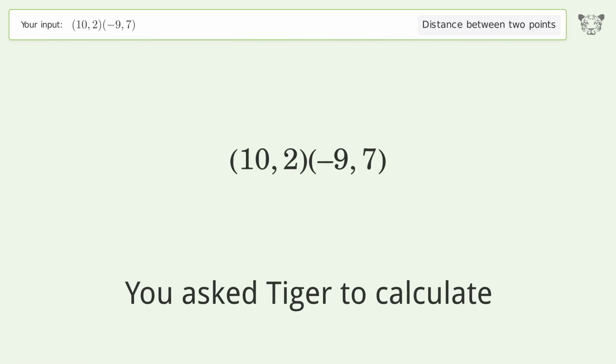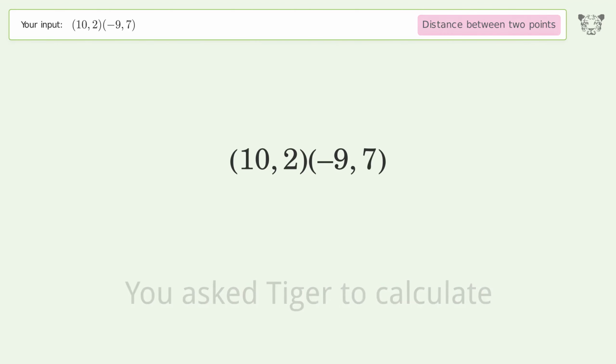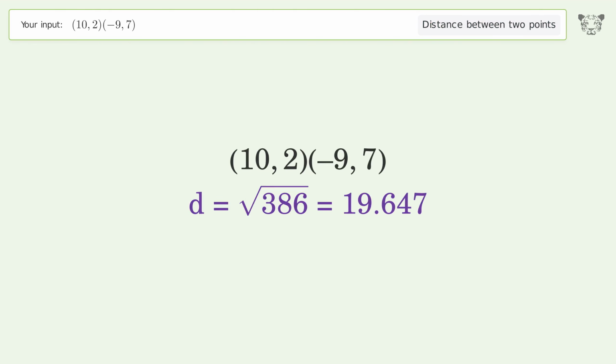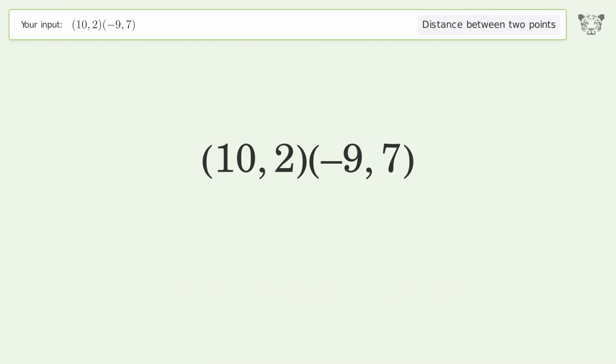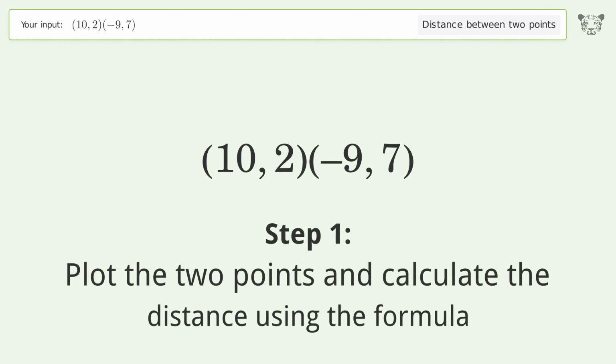You ask Tiger to calculate. This deals with the distance between 2 points. The distance between the 2 points is the square root of 386, or 19.647. Let's solve it step by step. Plot the 2 points and calculate the distance using the formula.